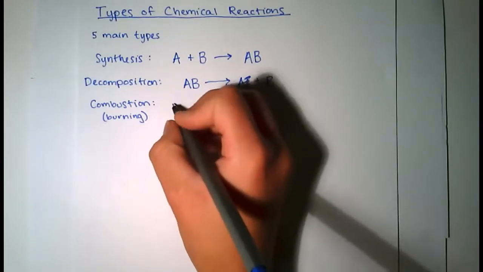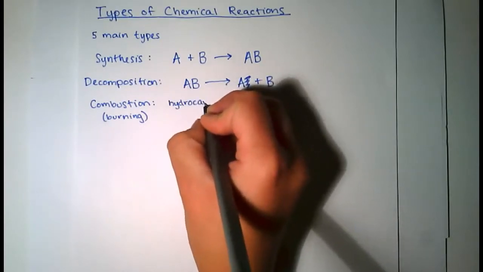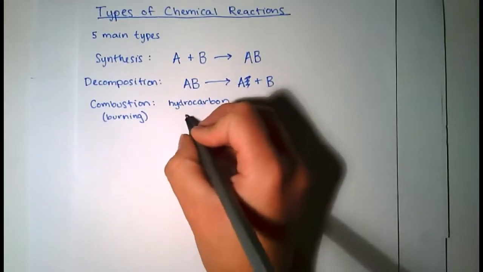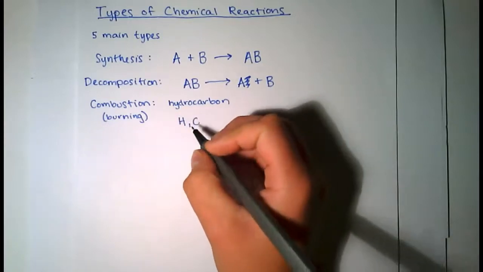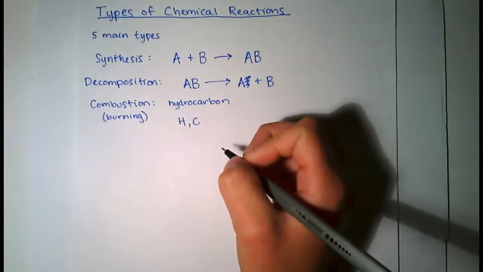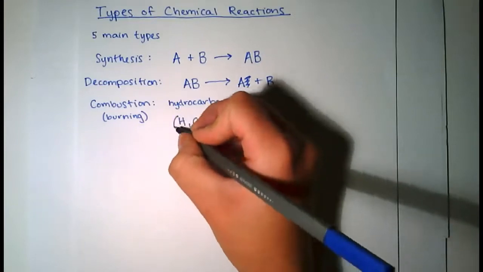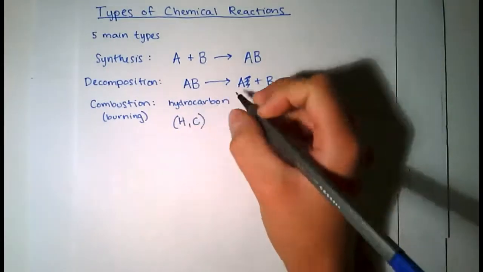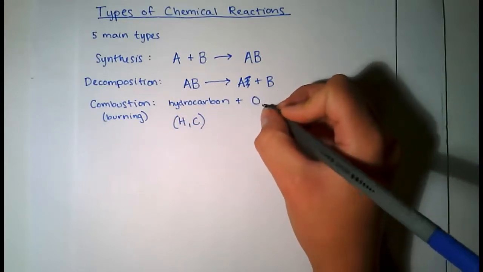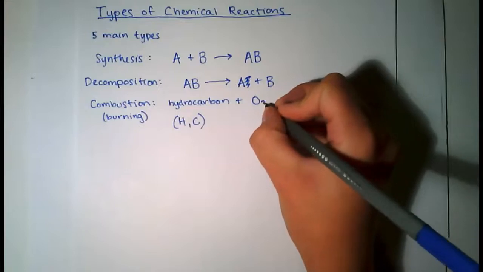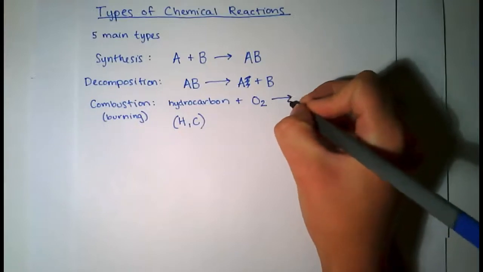In a combustion reaction, we always start with something called a hydrocarbon. That is a compound that contains the elements hydrogen and carbon, and it can also contain other elements like nitrogen and oxygen and phosphorus sometimes, but they always contain hydrogen and carbon. So we have a hydrocarbon as one reactant, plus oxygen. Oxygen is a diatomic molecule, so when I say oxygen, I mean O2.